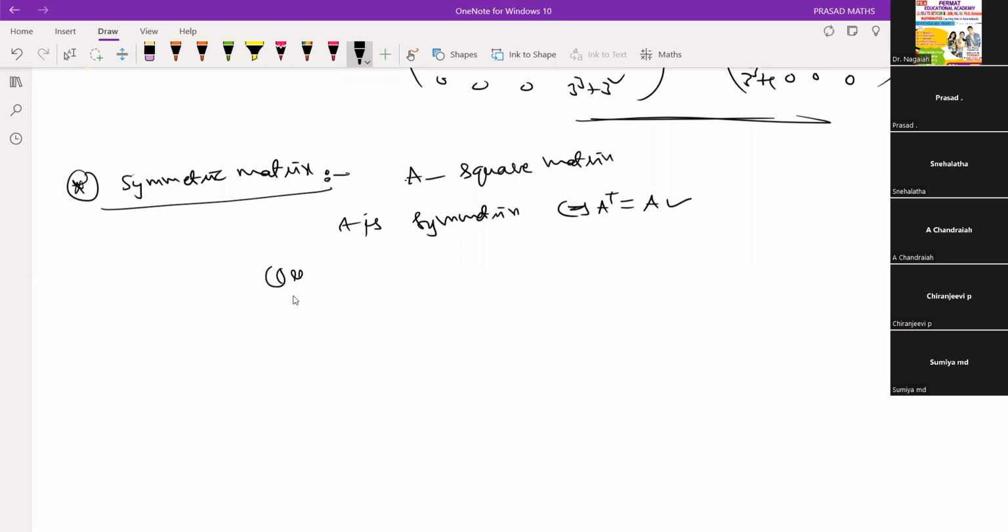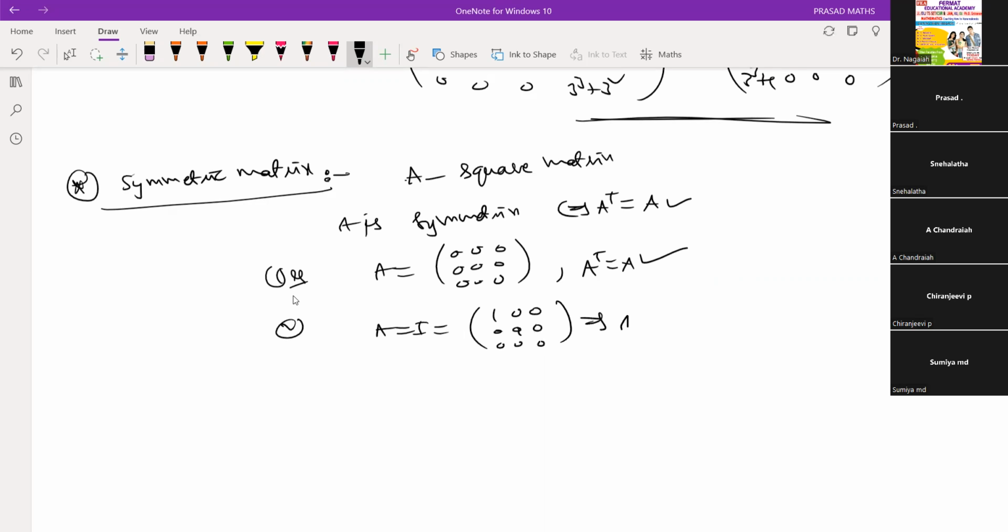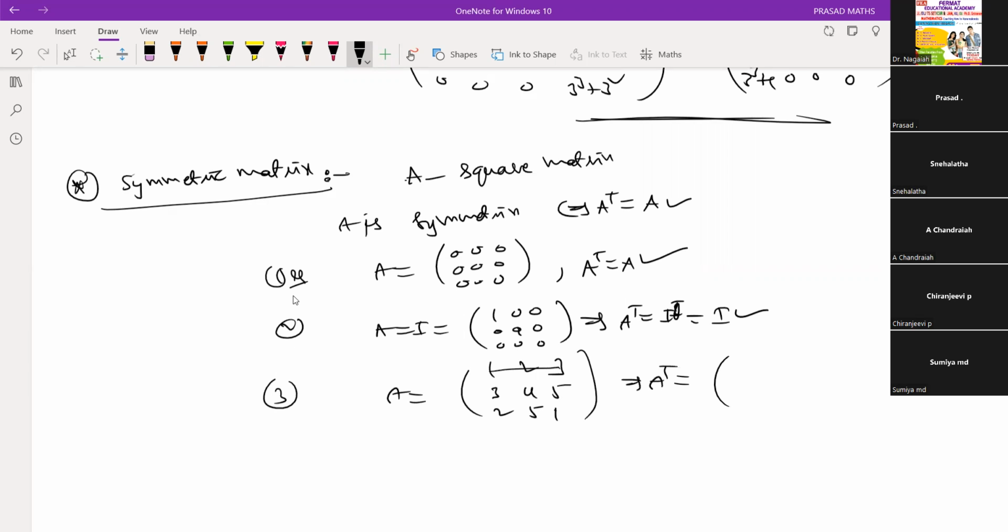Right? Suppose you take the zero matrix. Is it a symmetric matrix? Yes, because A transpose is A. Suppose you take the identity matrix. Is it a symmetric matrix? Yes, because I transpose is nothing but I. You take this matrix, 1 2 3, 3 1 2, 4 5 1. Is it symmetric? No, because once you take A transpose, it is 1 2 3, 3 4 5, 2 5 1. So this is not the same as A. Therefore it is not a symmetric matrix. Right?